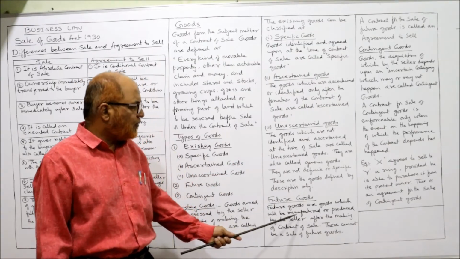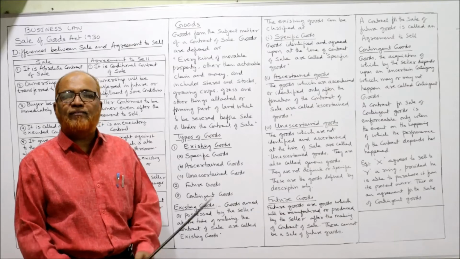Now future goods. The second category of goods is future goods.